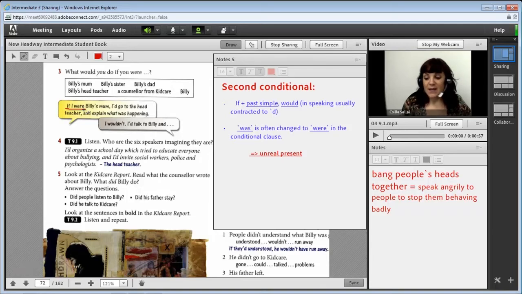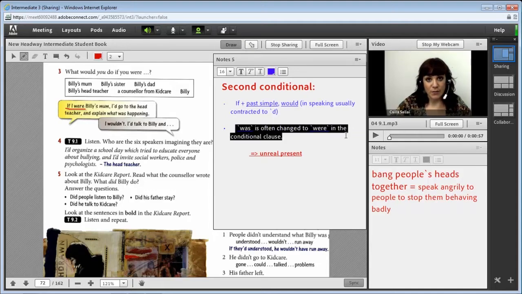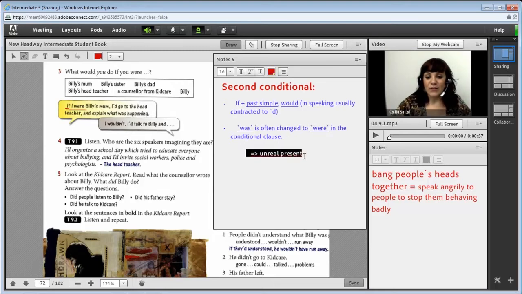And why is that? It's very simple. I'm sure you remember from the time when you first learned about the second conditional that was is often changed to were in the conditional clause, which means after if, we use the past simple, and instead of was, it's better to use were. As simple as that. And of course, the second conditional is about the unreal present. So this is just imaginary, but this is about the present though. Just because we use the past simple, it doesn't mean it's about the past, it's still about the present. So hope you're going to be able to make very nice second conditional sentences now.